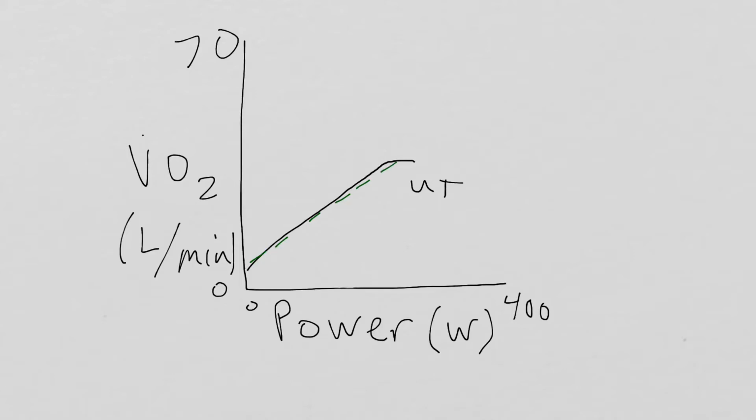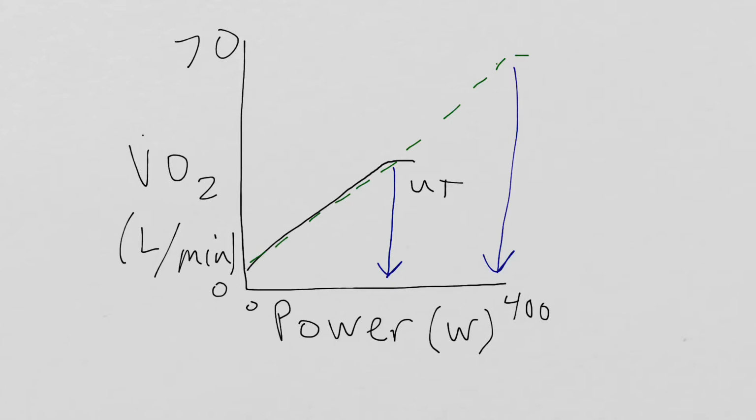Now the difference, of course, is this trained person is going to be able to go higher and then eventually reach a plateau out there. And so now the difference is that the untrained person plateaus at that power output, but the trained person, who can generate more power and reach a higher VO2, of course, will just keep going.